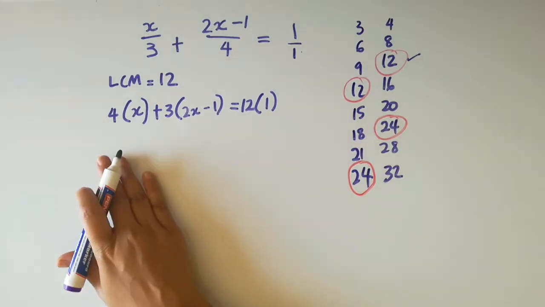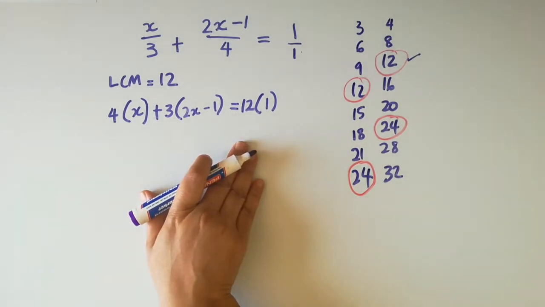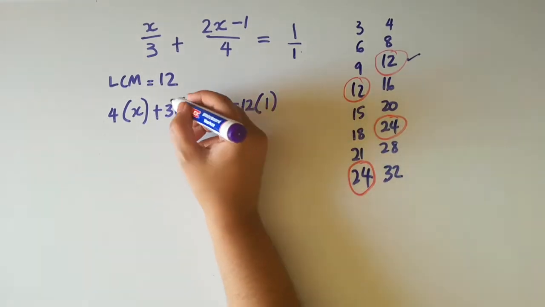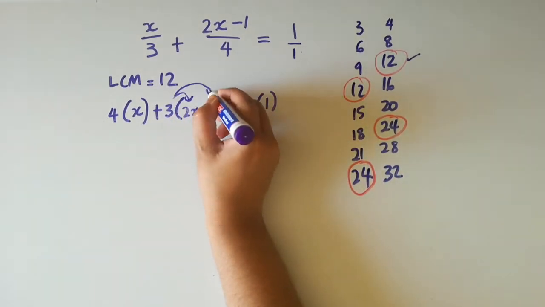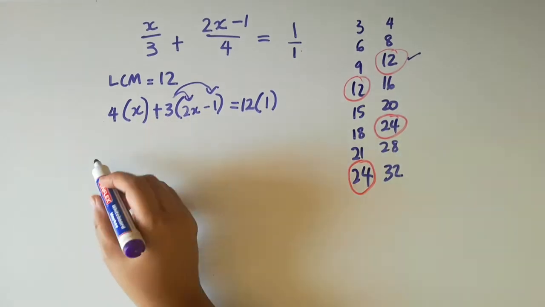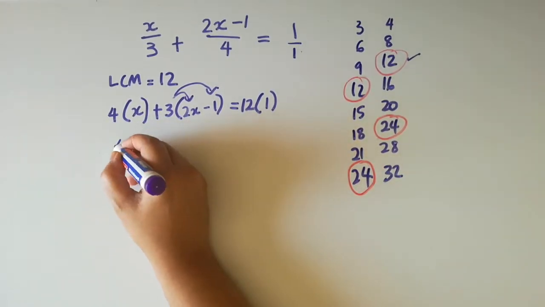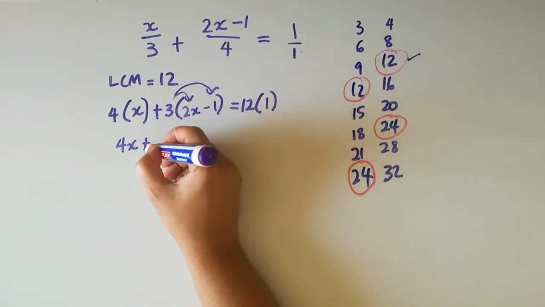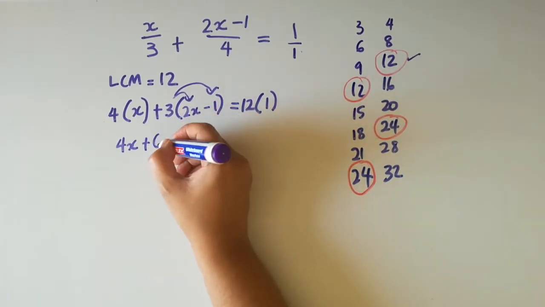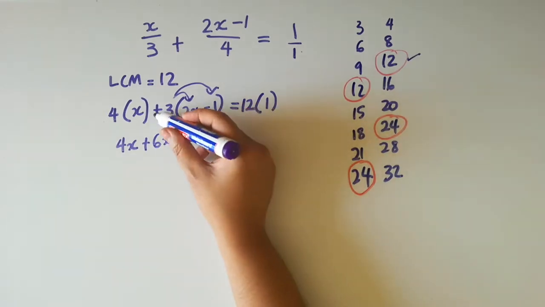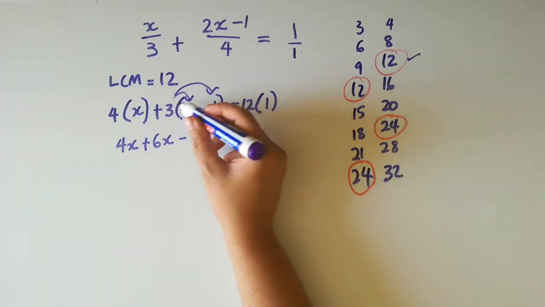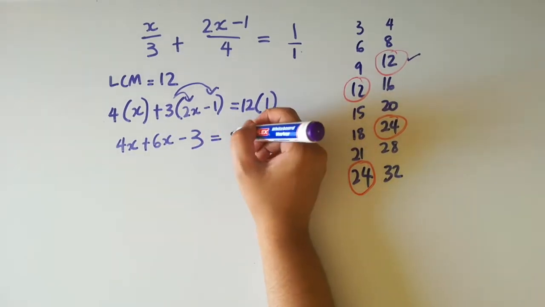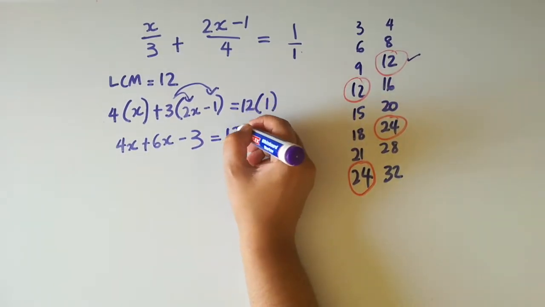Now I'm going to take out these brackets, which means I have to multiply. Remember, when you multiply, you must work in order. So for this one, I'll have to work in order. Plus times plus will give us plus. 4 times x, 4x. Plus times plus, plus. 3 times 2x will give us 6x. Plus times minus, minus. 3 times 1 is 3. Plus times plus, plus. 12 times 1, 12.